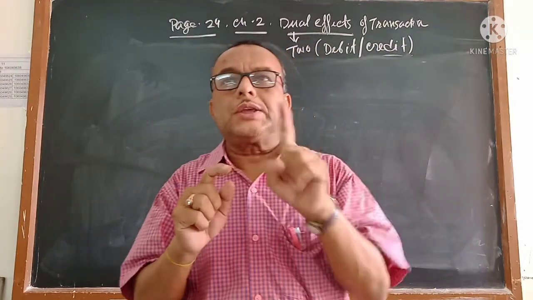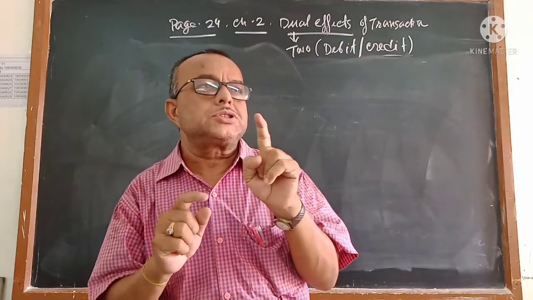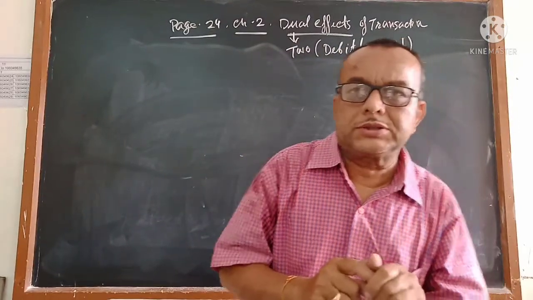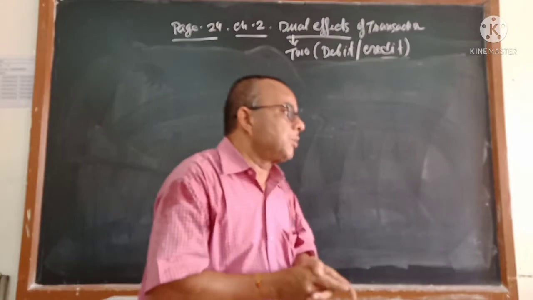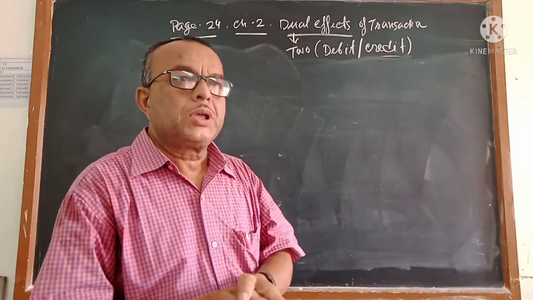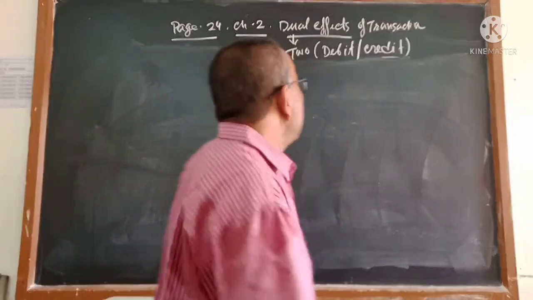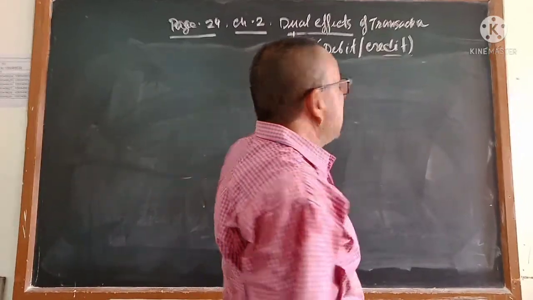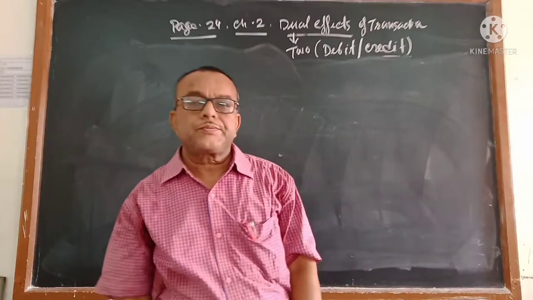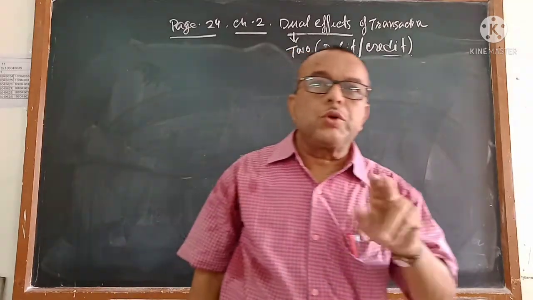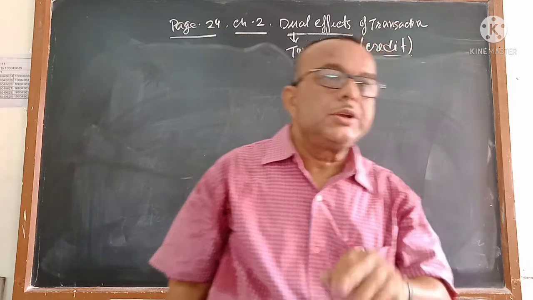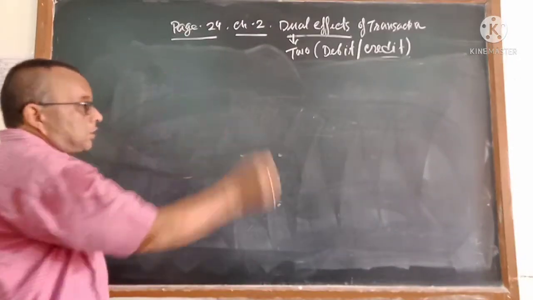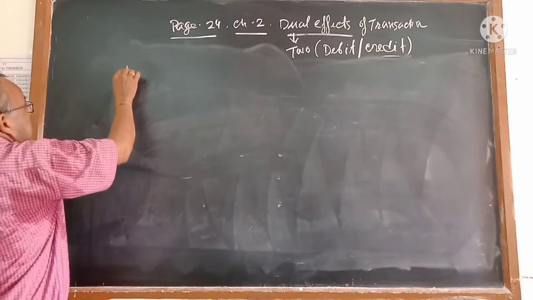Your first work, after getting the transaction, is to identify whether it is a cash transaction or a credit transaction. That I already explained in the previous video. In this video I will explain the dual effect of the transactions, or the two effects of the transactions. How to find out the dual effect, that I will explain, try to understand. Let me give some examples so that you can understand how to find out the dual effect.